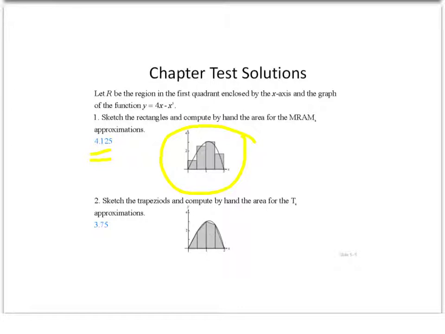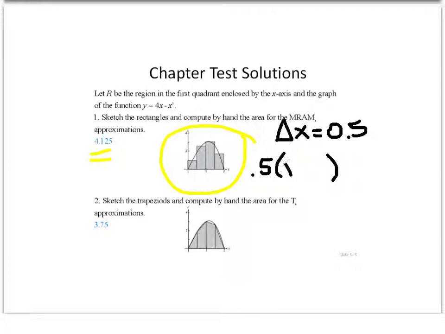So for example, here we've got 4 rectangles going from 0 to 2, so that means the change in x is equal to 0.5. So then I'm basically going to set up 4 areas of rectangles. So I'm going to have the base and then times the height. Now you'll notice the height is between 0 and 0.5, so it'd be 0.25.